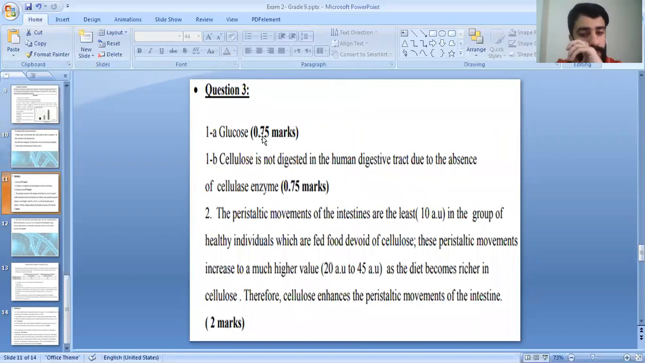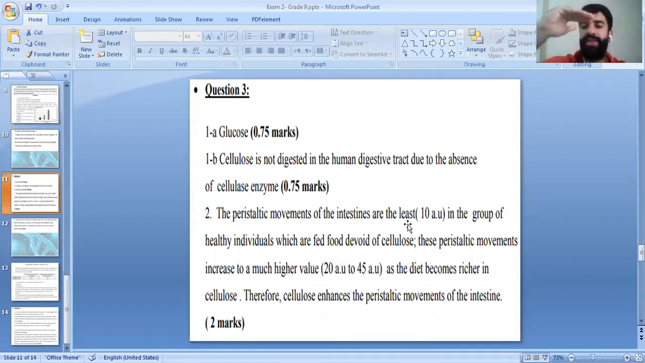So first part, what are the constituents forming the cellulose? They are glucose molecules. Why is cellulose not digested in the human digestive tract? It's due to the absence of the cellulase enzyme. As the analysis of the histogram shows, the peristaltic movement of the intestine was at its minimum in the group of healthy individuals eating food which is devoid of cellulose.